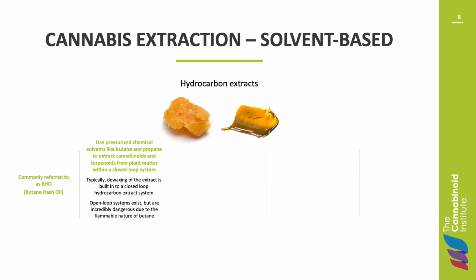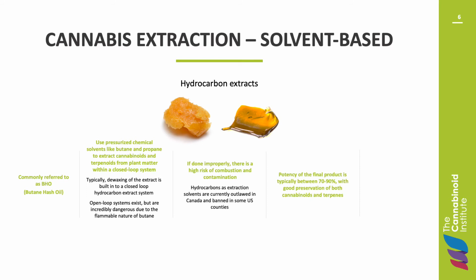In addition to the possibility of contamination if done improperly, hydrocarbon extracts have a high risk of combustion, and hydrocarbon extraction solvents are currently outlawed in Canada and banned in some U.S. counties due to this fact. The potency of the final product of hydrocarbon extraction is typically between 70 to 90%, with good preservation of both cannabinoids and terpenes. Hydrocarbon extract products can typically be used without further refinement, but the butane or propane must be removed in one of the following ways.